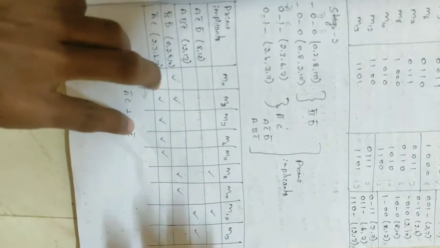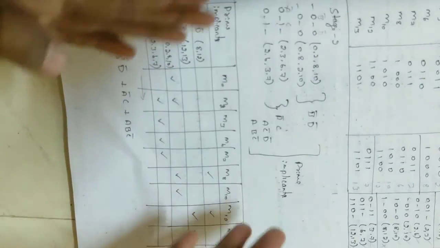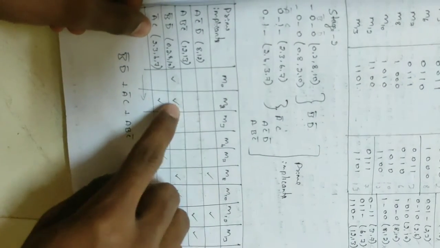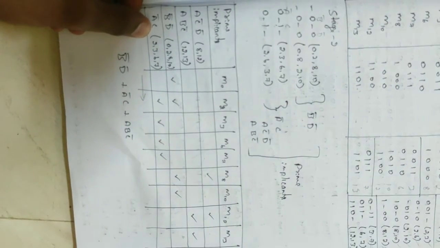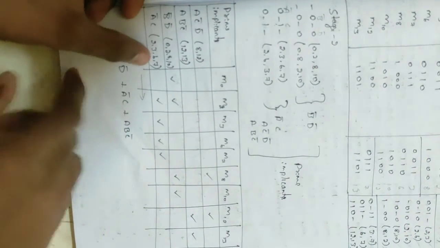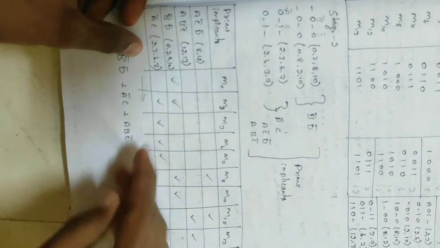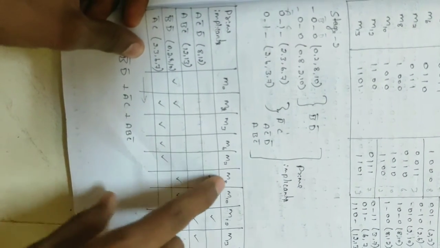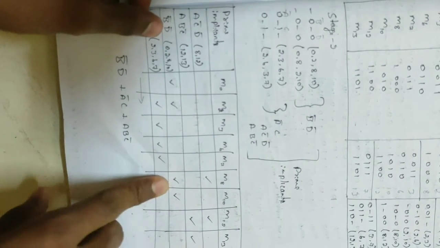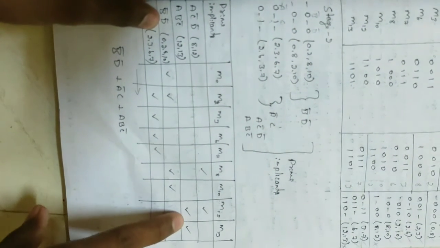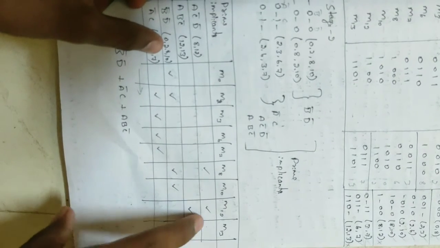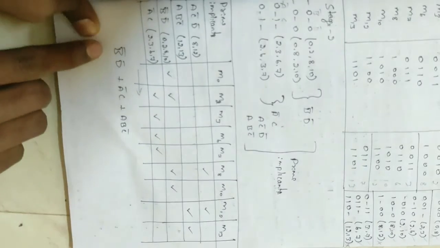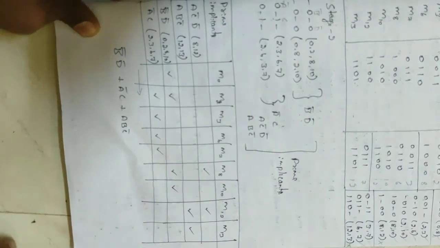After the single tick mark columns, we go for columns having two tick marks. In this one we have already written A bar C. We have already covered A bar C, so we don't need to write any other expression. For these two, B bar D bar is already written, so we need not write this one. And here A B C bar is already written, so we need not write this one. So this completes our problem, and we get the result as B bar D bar plus A bar C plus A B C bar.